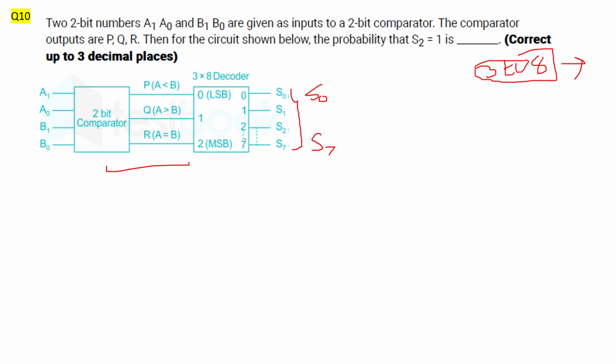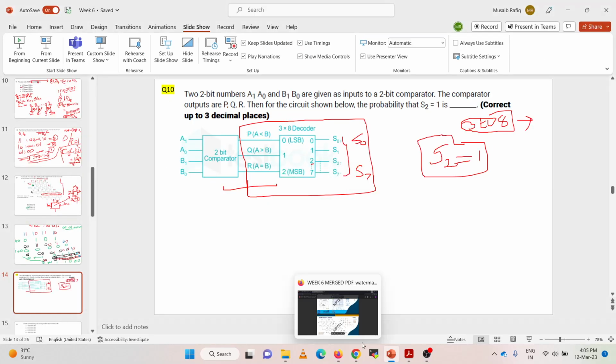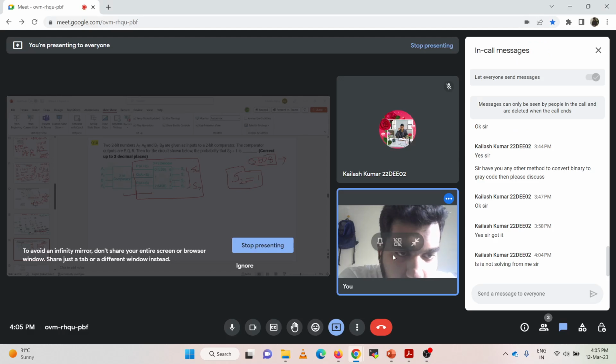S2 is the third bit and it will be selected. When will S2 be equal to 1? First of all, that's the required goal. When will S2 be equal to 1? Forget about combinations, just consider this part only. If it was a decoder only, when will S2 be equal to 1? So I'm asking this question to you. Let me just have a one-on-one interaction with you regarding this question. So when will S2 be equal to 1?